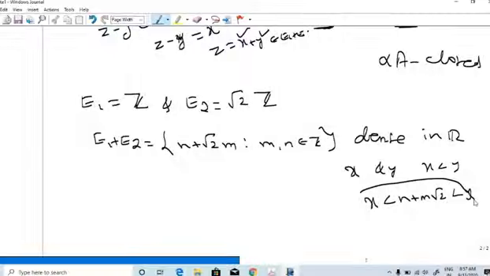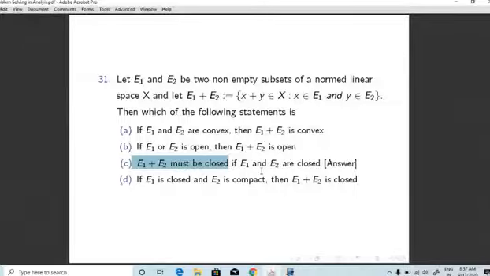You can see it in Kumaresan sir's Topology of Metric Spaces book. You can see the proof of this theorem. They give the same exercise, with the same sets Z and root 2 times Z. Therefore, the sum of two closed sets need not be a closed set. But they said it must be closed, therefore this is false.